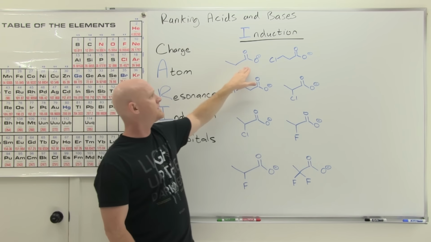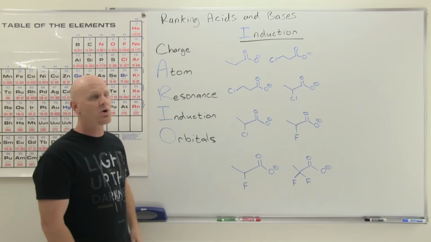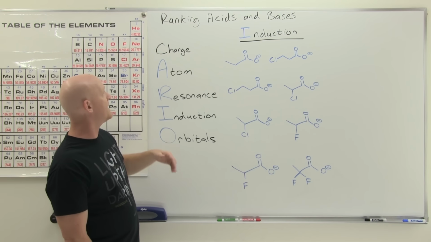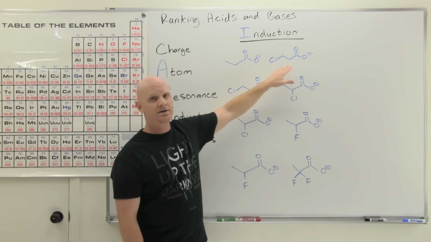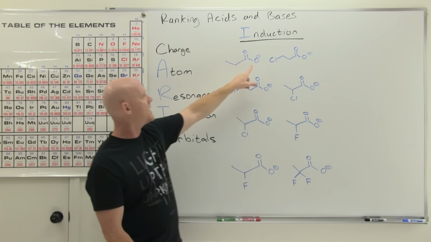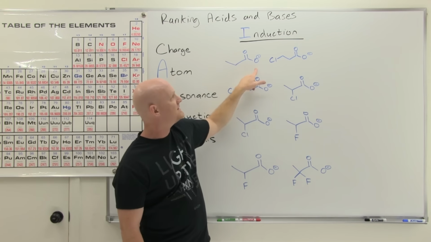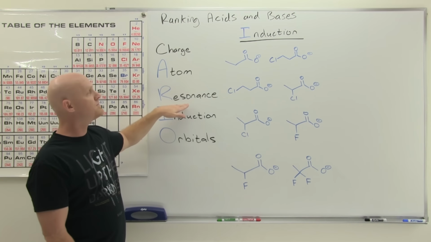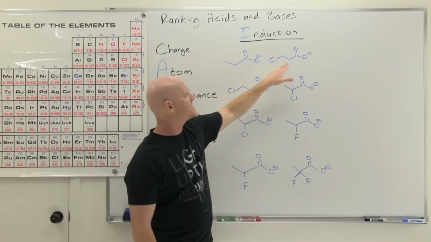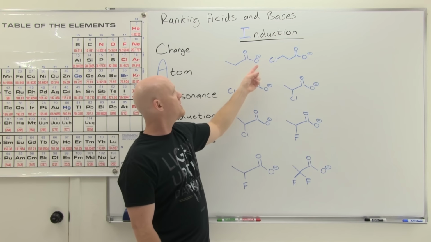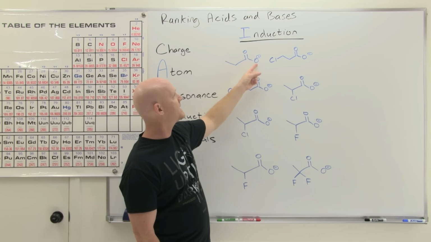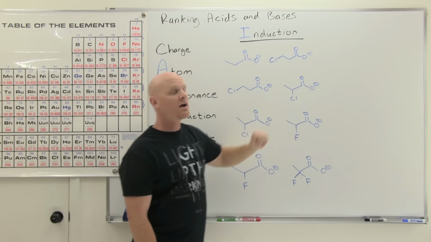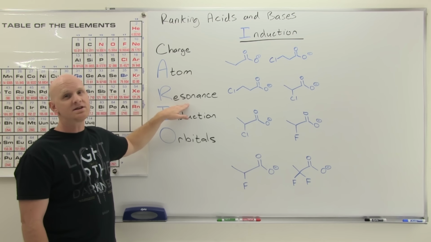So the first thing I want to look at in comparing the first pair, where I want you to circle the stronger base in the pair, is charge. Well, they're both -1. Then go to atom. Well, oxygen is the base in either case, the atom with the negative charge, so no difference there. So then we move on to resonance. These are both the conjugate bases of carboxylic acids. They're both going to have two resonance structures and share the negative charge between two oxygens. We still have no distinguishing difference.